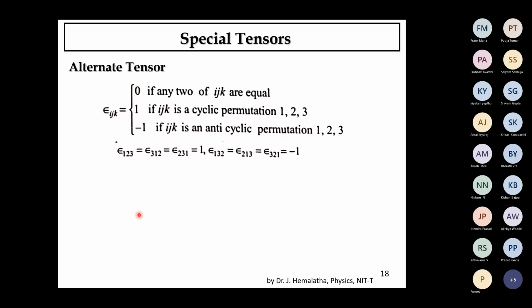An example is shown here. See, epsilon 1, 2, 3, this is cyclic. 1, 2, 3 is a cyclic order. And 3, 2, 1, 3, 1.